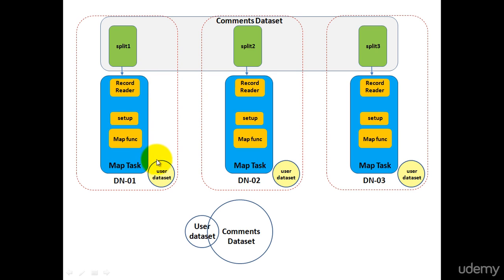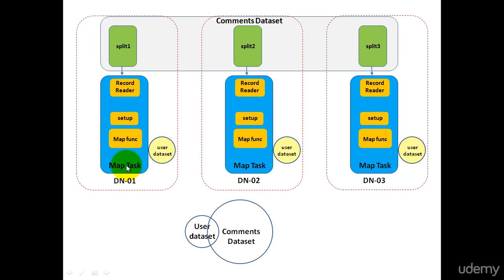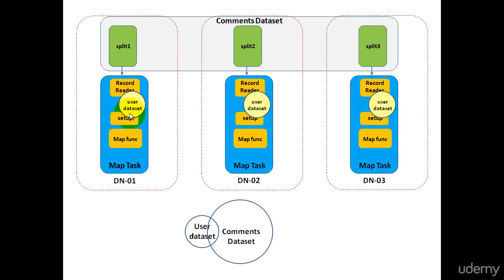First, the user dataset must be copied to the data nodes where the map tasks are running. And from there, it has to be copied to the memory of the map task. As a result, each map task will have a copy of the user dataset. Since the smaller dataset is replicated at each map task, this join is also called as replicated join.